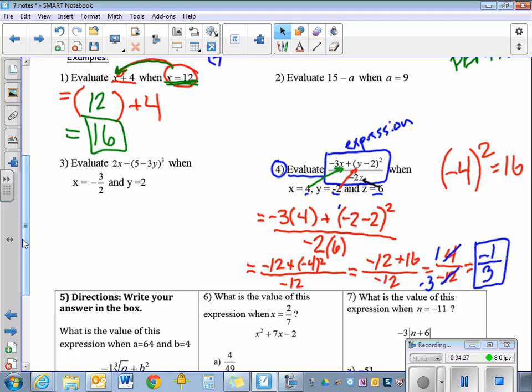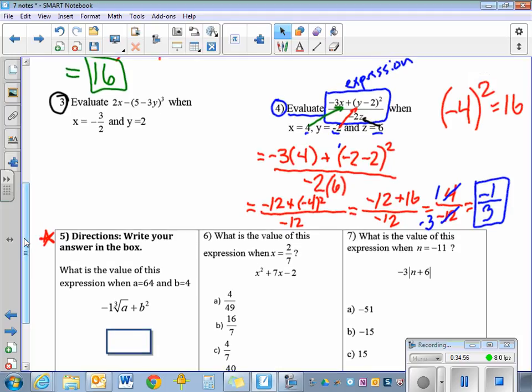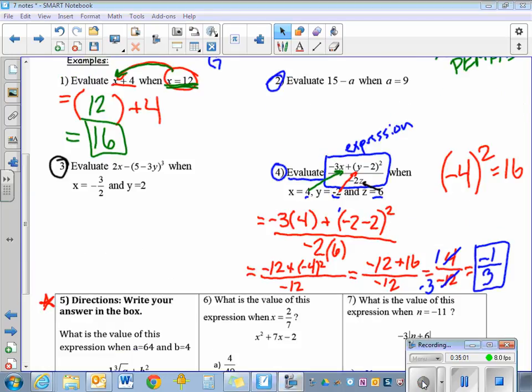I want you to go ahead and try number 3. Evaluate 2x minus the quantity 5 minus 3y, quantity cubed, when x is negative 3/2 and y is 2. I want you to try that one. And if you get that done before we go over it, go ahead and try these problems down here. So I want you to try those, and we'll come back together and go over what we have here.